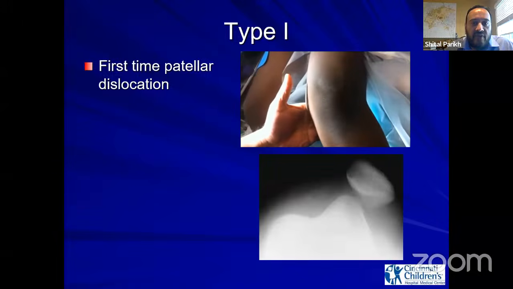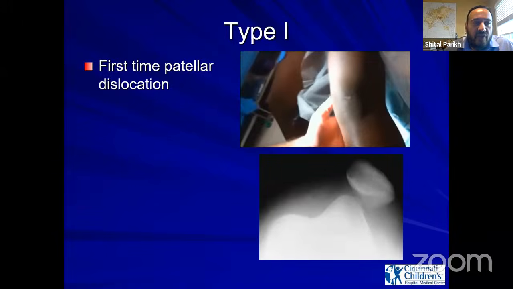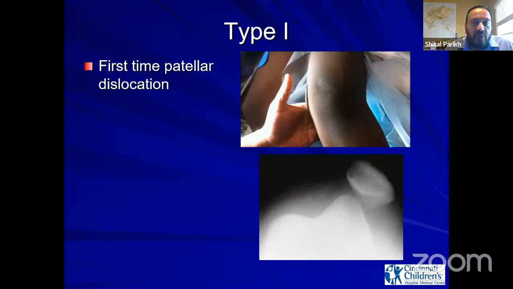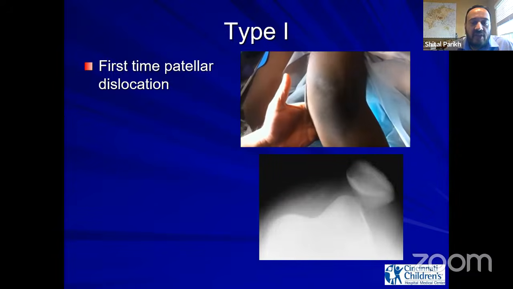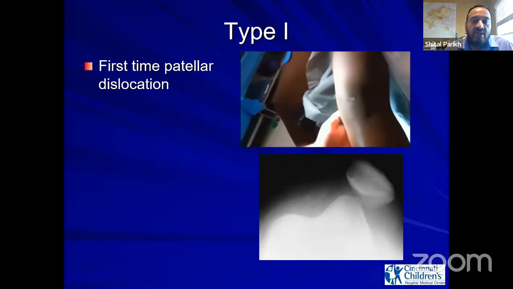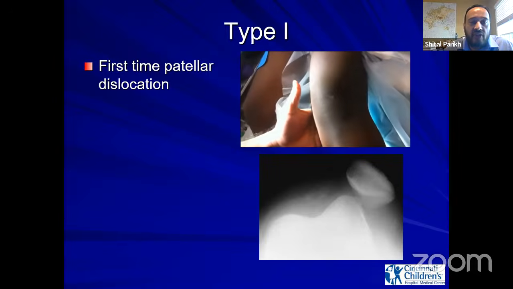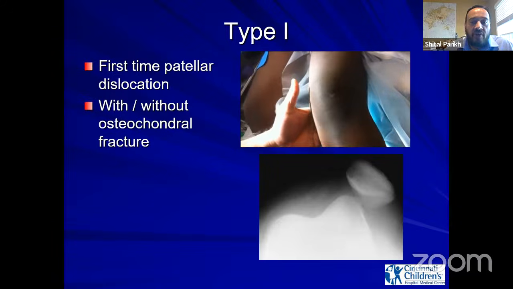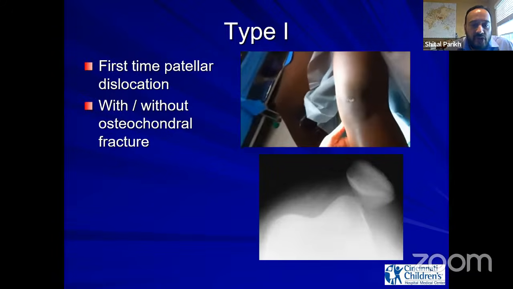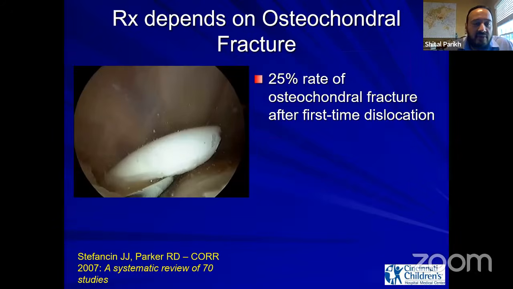Type 1 is the first dislocation. 15 or 20% of the time the patient presents with a dislocation, but a lot of times you just extend the knee, the patella reduces, and that's how the patient presents: a patellar dislocation that reduced on its own. It can be with or without osteochondral fracture, and it is important to differentiate that because the treatment is different. About 25% of patients can have an osteochondral fracture after a first-time dislocation.